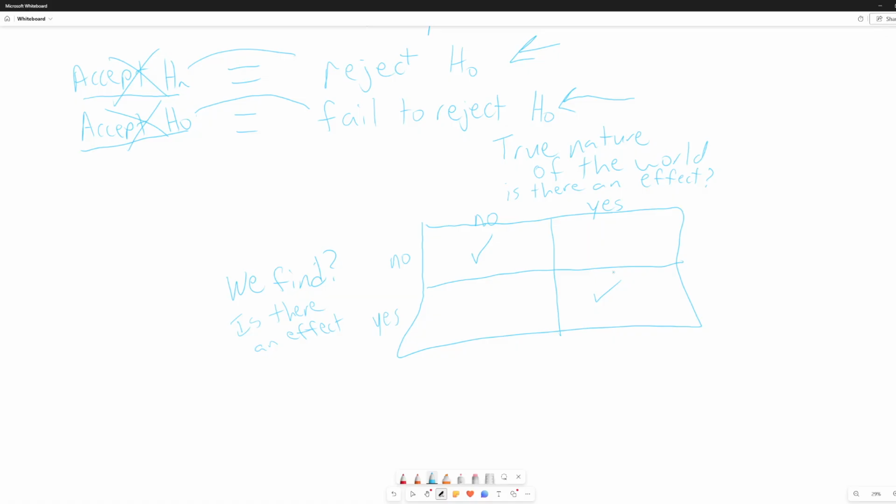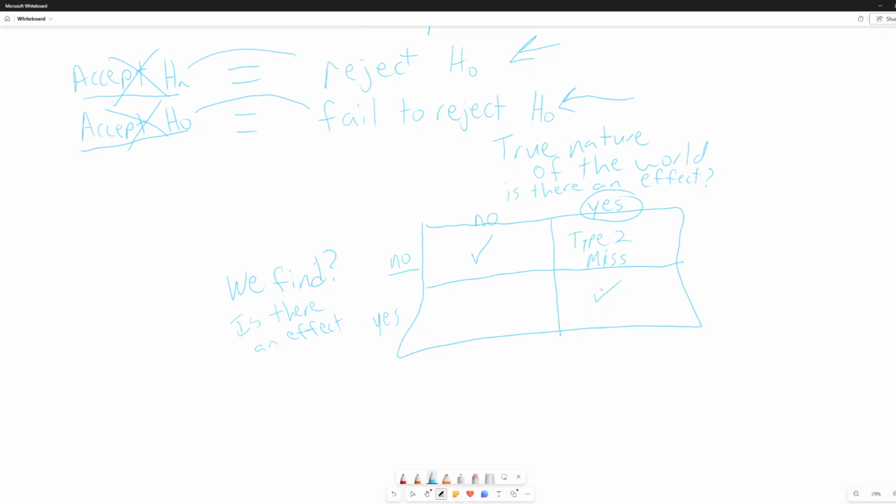Right? So these are the two situations in which we drew the correct conclusion. Now, all science has the possibility for error. There are times that we say, no, there's not an effect, when actually there is. This is called a type 2 error. And this is what we refer to as a miss. This is when we ran a study, we did not find a significant effect, but we should have found a significant effect. We should have rejected the null hypothesis, but we didn't.